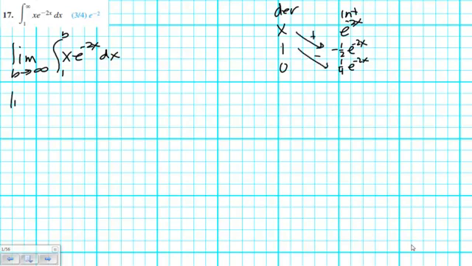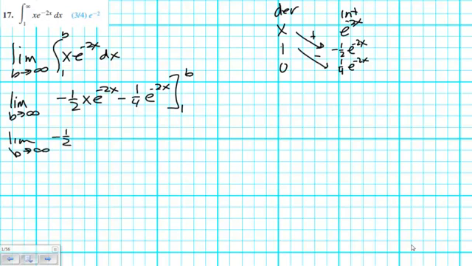Subtract. So the antiderivative of this is going to be negative 1/2 x e to the negative 2x minus 1/4 e to the negative 2x. And we're going to evaluate this on the interval from 1 to b. We're looking good? All right. So the limit as b approaches infinity of negative 1/2 b e to the negative 2b minus 1/4 e to the negative 2b, minus the quantity negative 1/2 multiplied by 1 multiplied by e to the negative 2 minus 1/4 e to the negative 2.